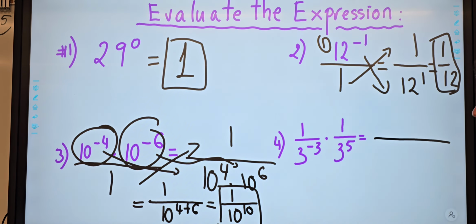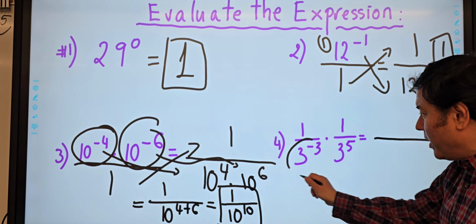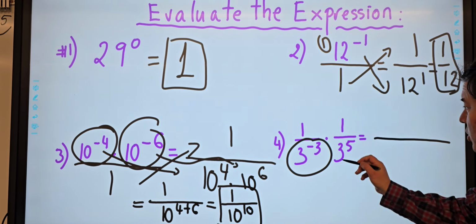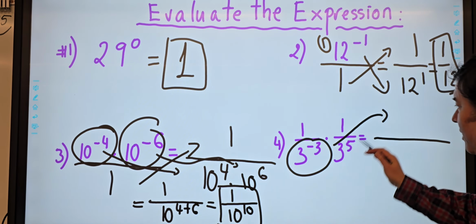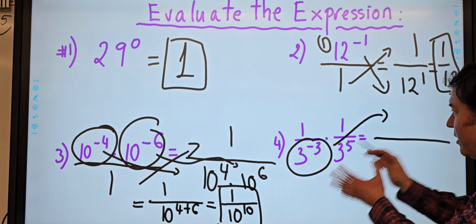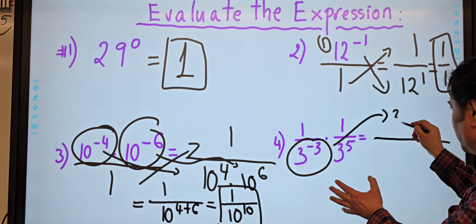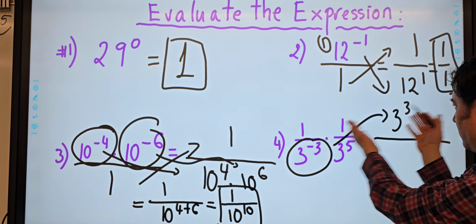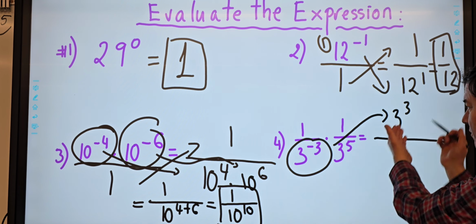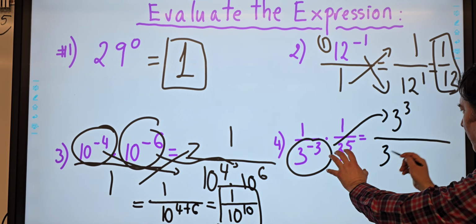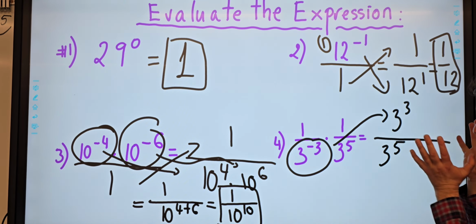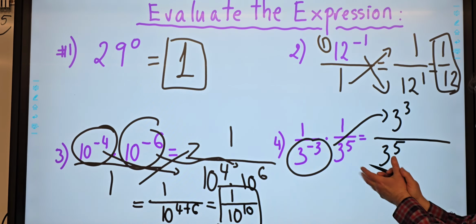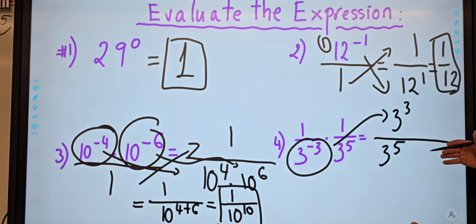Example 4 here, we have again one negative exponent or one unhappy tenant, which is going to move to the top, and that tenant or unhappy exponent becomes positive. So that becomes 3 to the power of 3. Times 1 doesn't change anything, so we just have 3 to the power of 3, and 3 to the power of 5 stays on the bottom because that is already positive. And now let's see here.